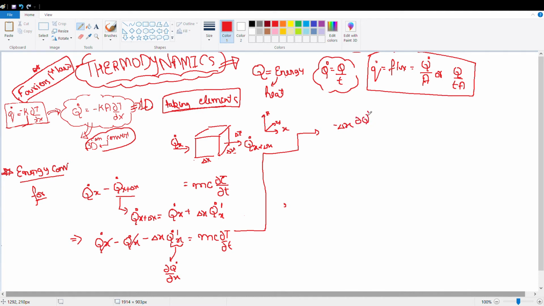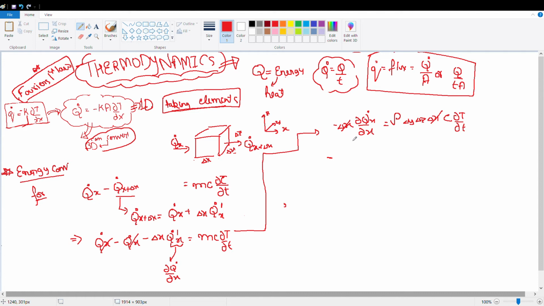del q dot x by del x equals mass, which can be written as volume into density. Volume can be written as delta x thickness times area, and this area will be delta y into delta z. Volume is delta x delta y delta z, times c del T by del t. So delta x is getting cancelled out. Now what is q dot x? Q dot x is k A del T by del x.